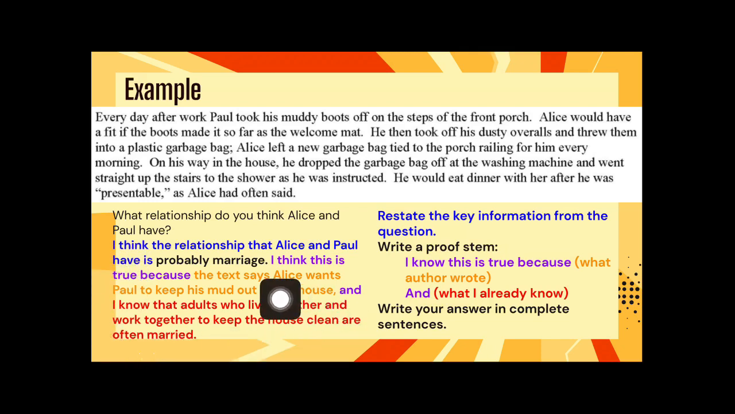So I'm using my background knowledge to help me answer this question, because it doesn't say anywhere. It doesn't say they're friends, right? It doesn't say they're married. It doesn't say they're boyfriend, girlfriend. It doesn't say what their relationship is, so this is not a right there question. It's not a think and search question. It is an author and me question, a question where the author tells me things and I have to infer or understand based on what I already know.